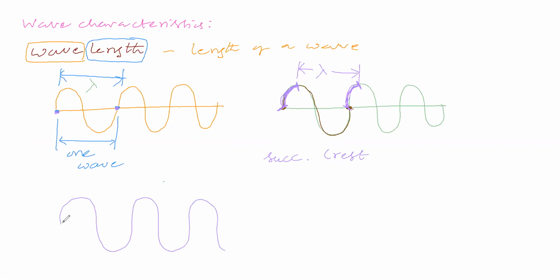We will take a wave motion we have considered. Now we will consider from this point to this point. Shall we say this is a wavelength? From this point to this point, this distance is called wavelength.